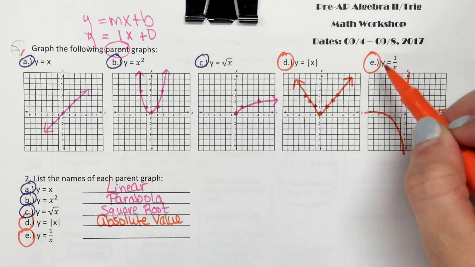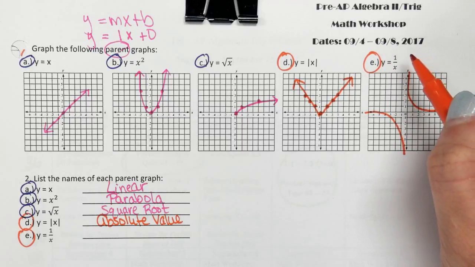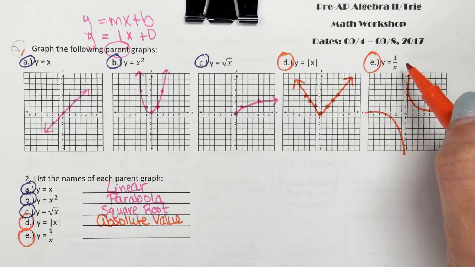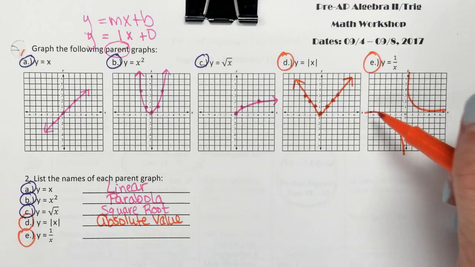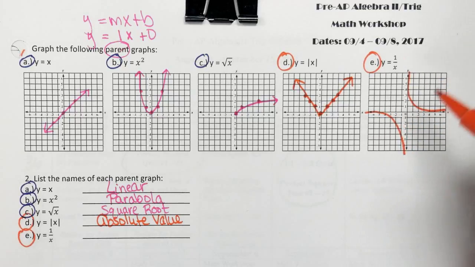Alright, so what do you notice about this guy right here? It does not start at the origin. Well, technically there's an asymptote right here and right here. But we'll get to that later.